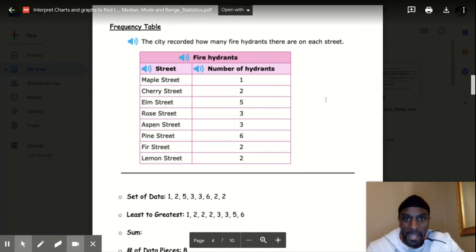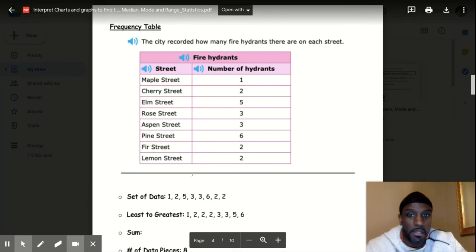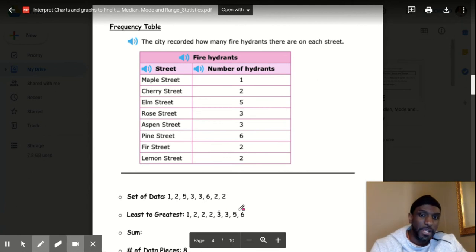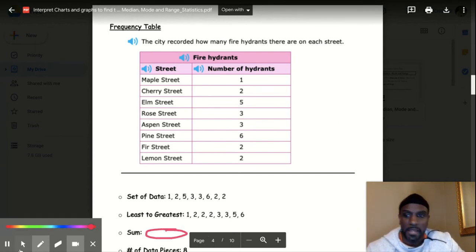Let's see what we got. I should have 8 numbers, and when I look here, I do have 8 numbers. There are 8 numbers in my set of data. Now, put them in order from least to greatest, and what is the mode? What is the median? What is the range? Find the sum. We'll be doing this tomorrow, okay? And we can interpret this data. Let's look at the next one.